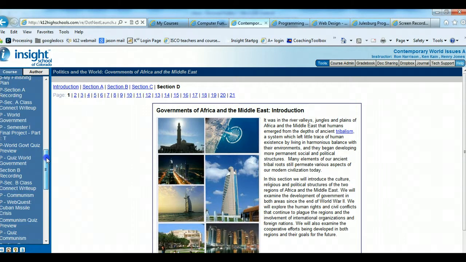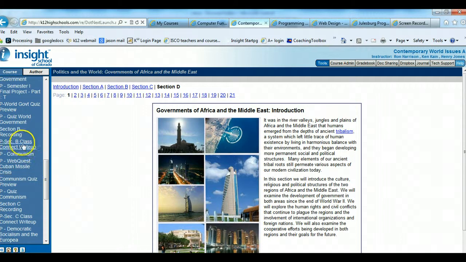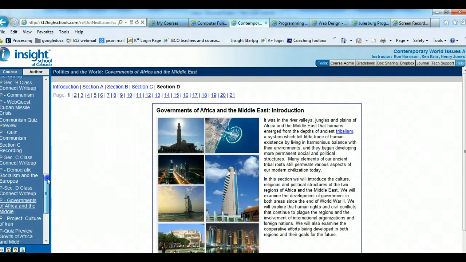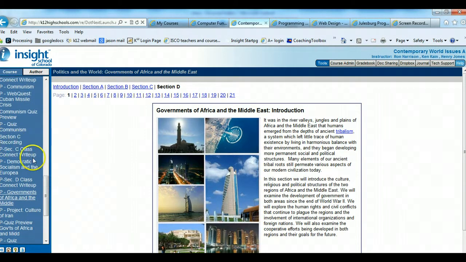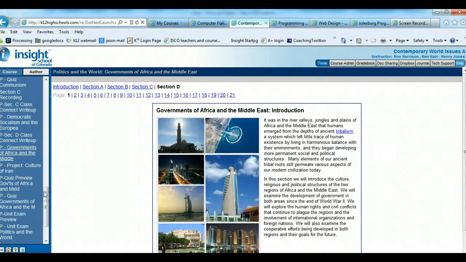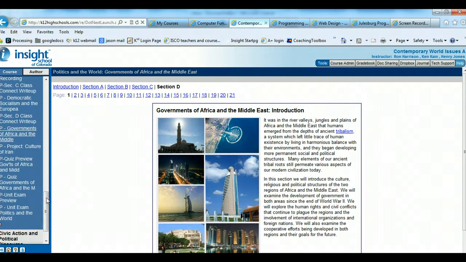So as I slide down here a little bit, you'll see there's the Section B recordings and the write-up. There's a Section C recording and write-up. And here's the Section D write-up. And then, of course, this is the recording that'll get posted there. And when we finish up Section D, then this actually wraps up this unit.